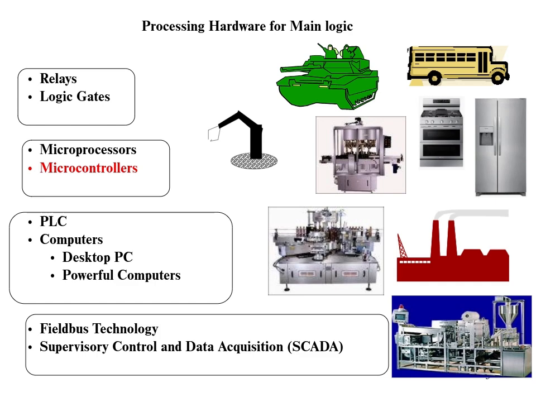Right hand side, all the images that you see are the applications like military, automobiles, industrial control, robotics, chemical industries, food processing industries, medical devices, home appliances, like that. We need microcontrollers, PLCs, or field bus systems or SCADA systems in order to implement the control actions, and those are called processing hardware for main logic.